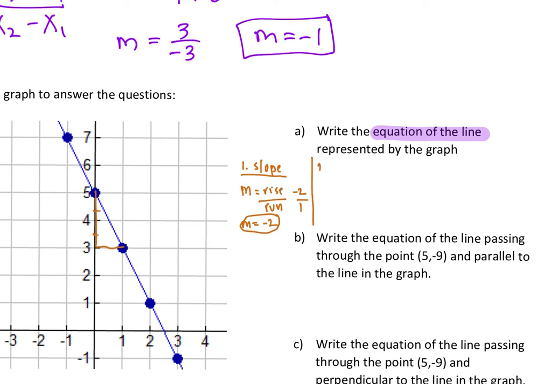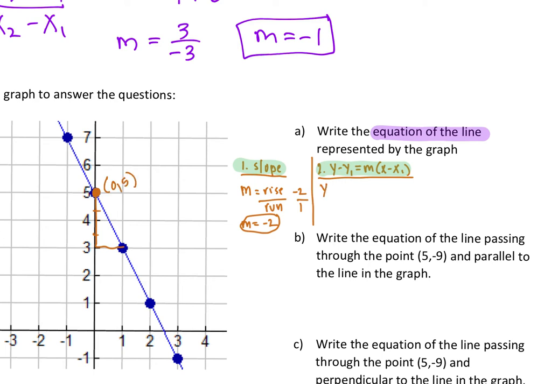The second step in writing the equation of the line is putting all the information into point slope form. So here's point slope form. First we find the slope, then we put it into point slope form. We can pick any point here. Let's just pick this point right here. That's the point 0, 5.